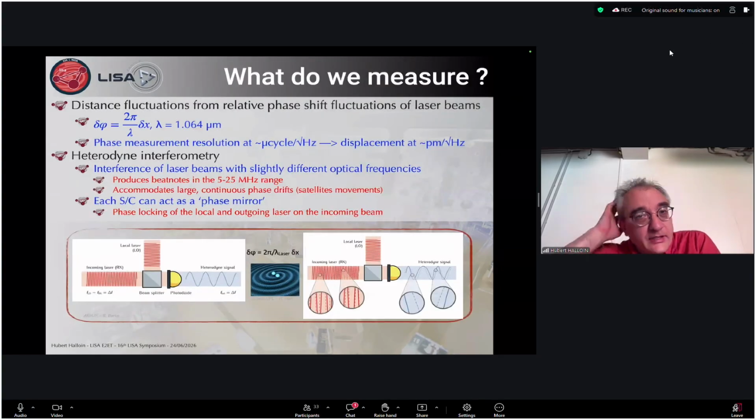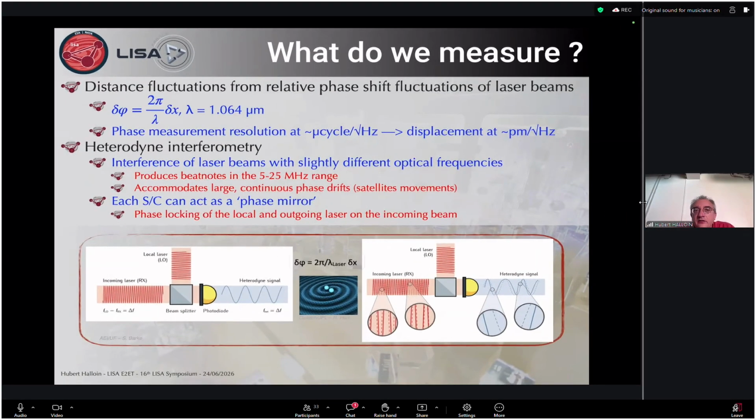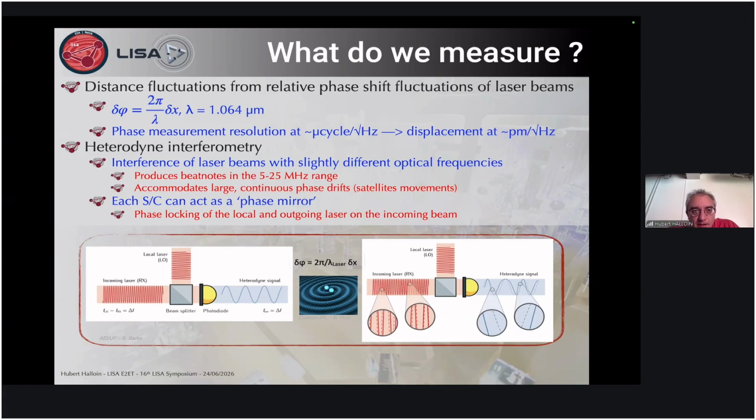So what do we measure actually? In an interferometer, what we measure is a phase shift that can be converted into distance fluctuation. The phase measurement resolution should be at a microcycle per root hertz so that we can have a displacement noise at a picometer per root hertz level. This is done using heterodyne interferometry. What does it mean? It means that we are interfering laser beams with slightly different optical frequencies. The beat note lies within the 5 to 25 megahertz range, and this allows us to accommodate large continuous phase drifts, mostly due to the satellite movements.